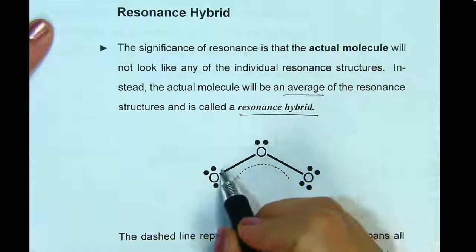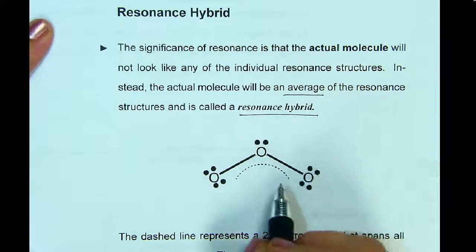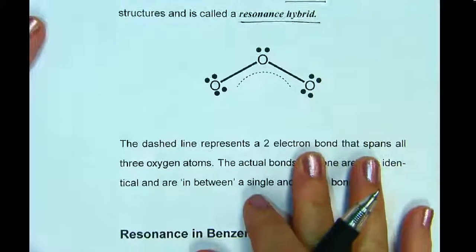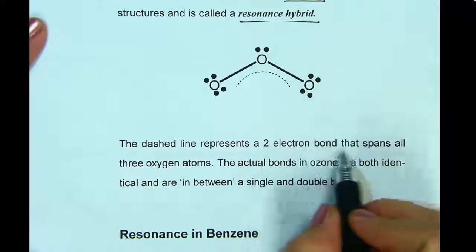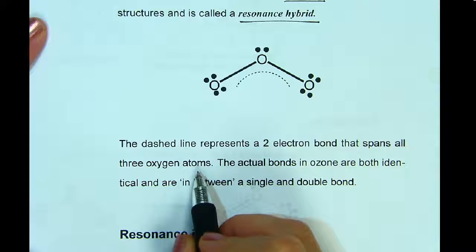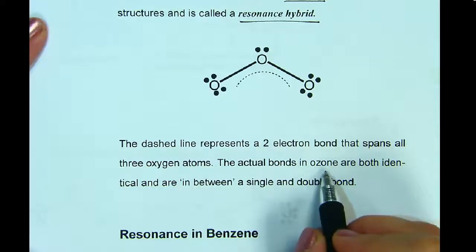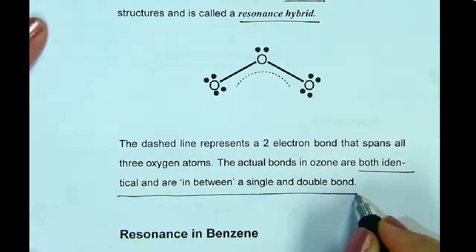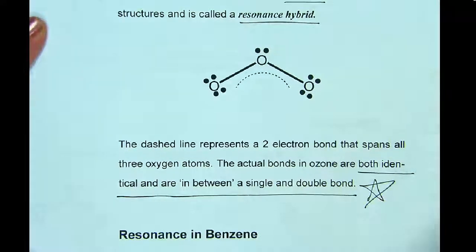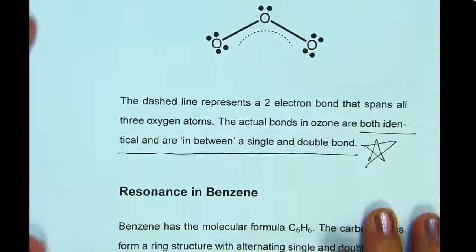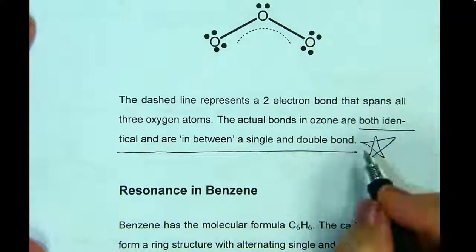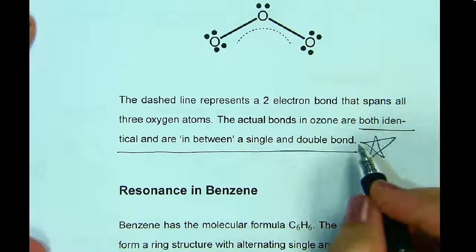So instead of a double bond here or a double bond here, we're actually going to have a hybrid between the two. The dashed line represents a 2-electron bond that spans all 3 oxygen atoms. The actual bonds in ozone are both identical and in between a single and a double bond. This would be how you will see a lot of the questions asked when discussing resonance, and this would be an answer that you want to look for: identical bonds in between a single and a double.